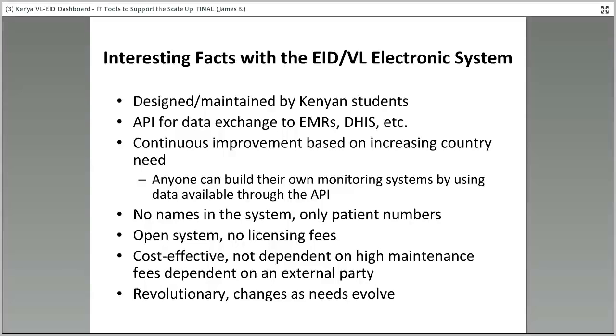Again, we have no names in the system. Like I said, we have only patient numbers, but we've also built the system with all the security requirements to make sure that nobody hacks it or whatever. So we put in firewalls.